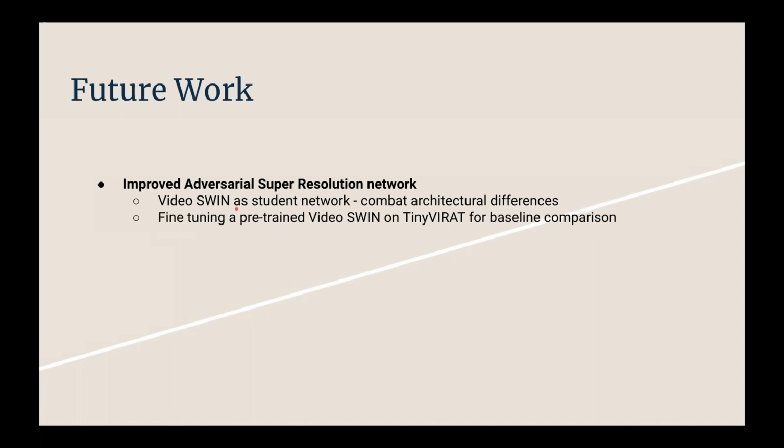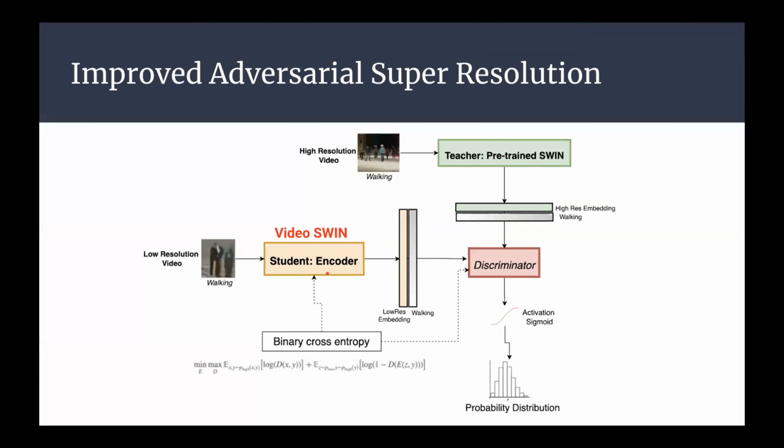The first change that we're experimenting with right now, which is the network currently training, is replacing the student network with Video Swin, and that will combat the architectural differences between the student and teacher networks. We're also fine-tuning Video Swin, which was pre-trained on Kinetics 400, just on Tiny VIRAT, to do a fairer baseline comparison with this new improved adversarial network.